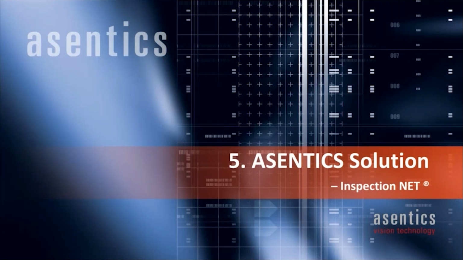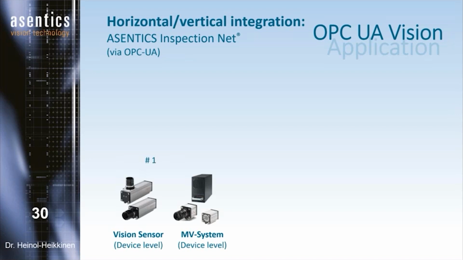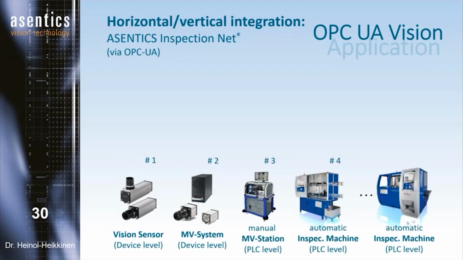So now, what did Asentics do with all those results? What is our solution? How did we enrich our own portfolio? As I told you already, the market is very diverse, and so our machine vision components are also very diverse. What I show now is the old world. We brought our vision sensors, our machine vision systems, and also our automatic inspection machines to communicate in a standard local area network. So in the old world we have a horizontal communication path to communicate with different machine vision systems, but with a standard local area network.